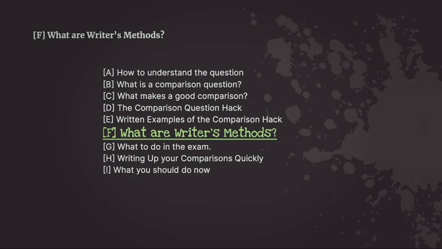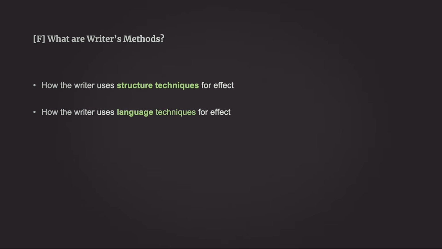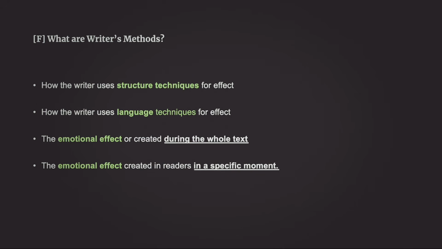Part F. So what are writers' methods? Writers' methods are anything that the writer does on purpose to create an effect, like emotions or tones, such as tension. Therefore, writers' methods can be through structure or language analysis, but could even be a simple discussion of what emotional effect or tone the writer is trying to create during the entire text, or the emotional effect that is created in a specific moment.